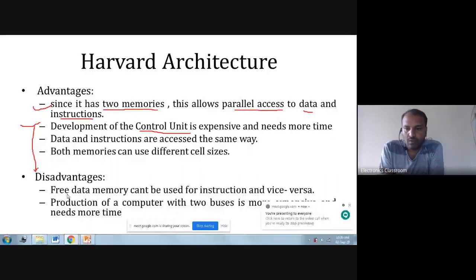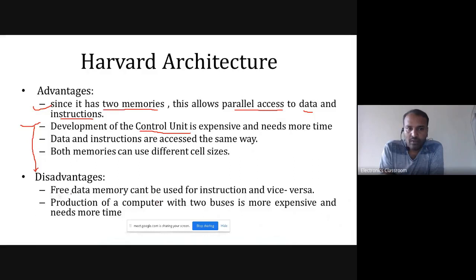Just a minute, I will share my screen. So, I was discussing the disadvantage of memory. So, what was the disadvantage? Free data memory cannot be used for instructions and vice versa.